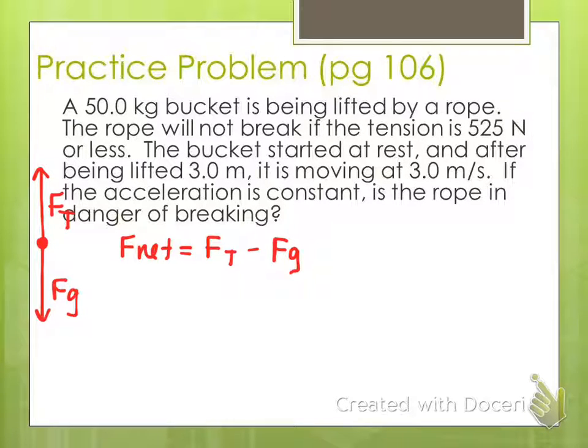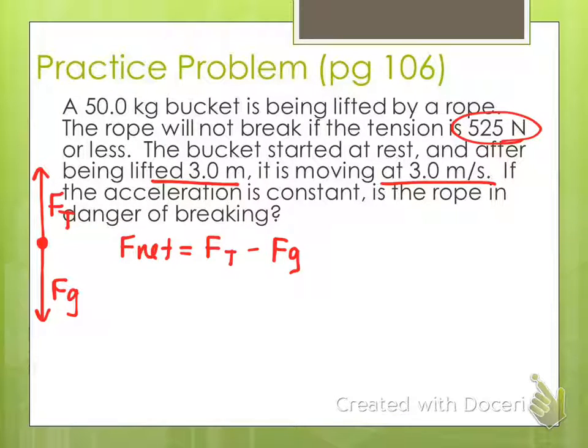So here's what we're looking at here. We have to solve for the acceleration of our system. We know that it's going to be lifted 3 meters, and it's moving 3 meters per second at that point. And we know the rope can only withstand 525 newtons of tension. So this is what we're going to have to do.